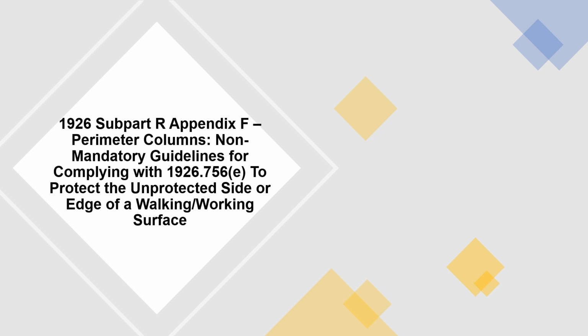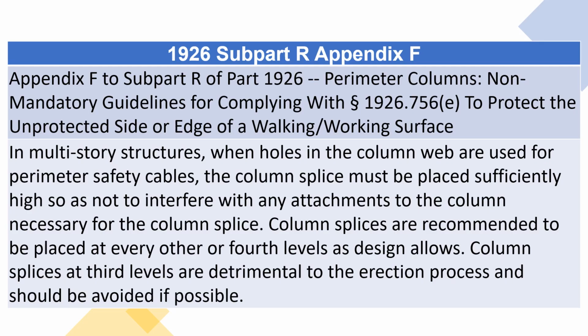1926 Subpart R Appendix F, Perimeter Columns, Non-Mandatory Guidelines for Complying with 1926.756 E, to protect the unprotected side or edge of a walking/working surface. Appendix F to Subpart R of Part 1926 Perimeter Columns, Non-Mandatory Guidelines for Complying with Section 1926.756 E, to protect the unprotected side or edge of a walking/working surface in multi-story structures.